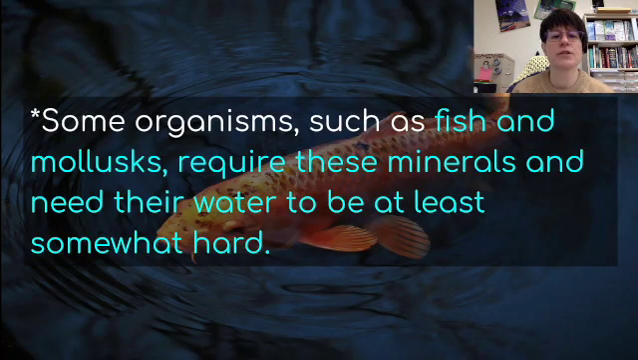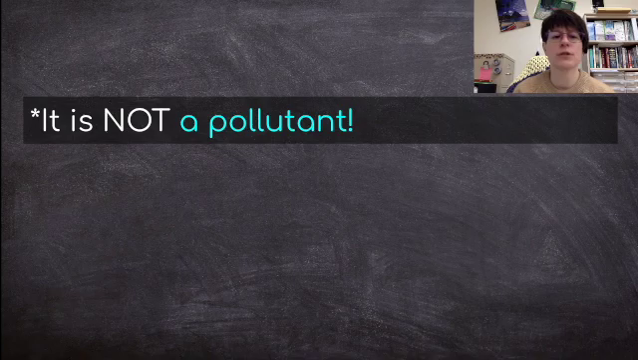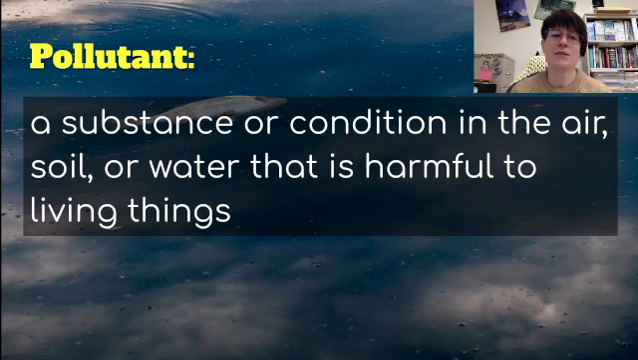Some organisms, such as fish and mollusks, require these minerals and need their water to be at least somewhat hard. So hardness is a good thing. It is not a pollutant, like we're going to talk about now. Because a pollutant is a substance or condition in the air, soil, or water that is harmful to living things. You can see this water, and in the background here there is a dead fish. That water is polluted and the fish died.